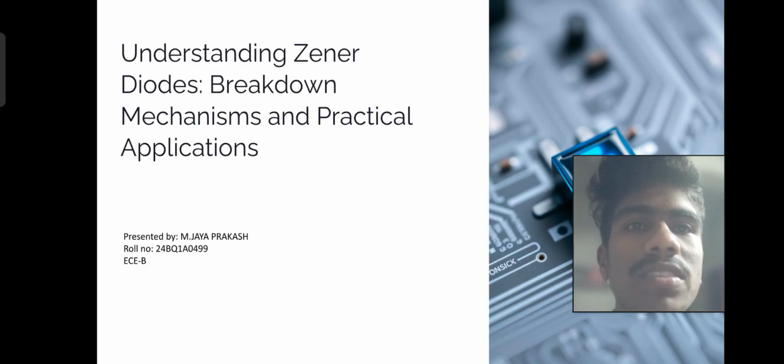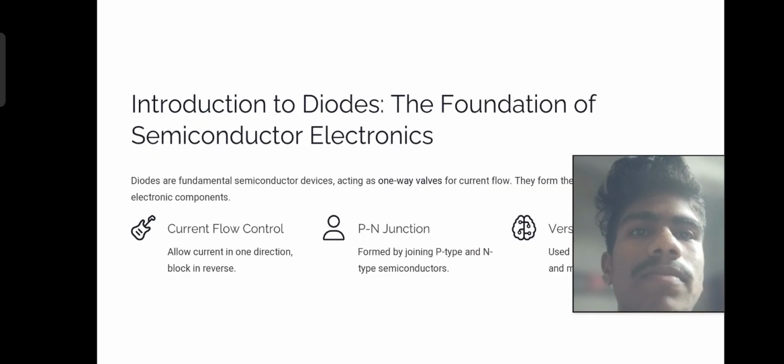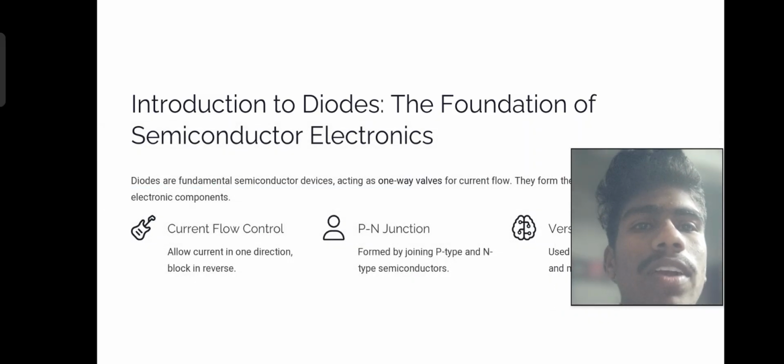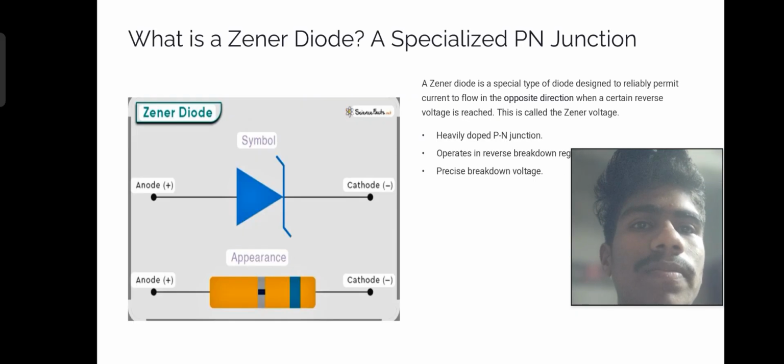The topic is Zener diodes, their breakdown mechanism and practical applications. Introduction to diodes: the foundation of semiconductor electronics. Diodes are fundamental semiconductor devices acting as one-way valves for current flow. They form the basis of modern electronic components. Current flow control: they allow current in one direction and block it in reverse. And the PN junction is formed by joining P-type and N-type semiconductor.